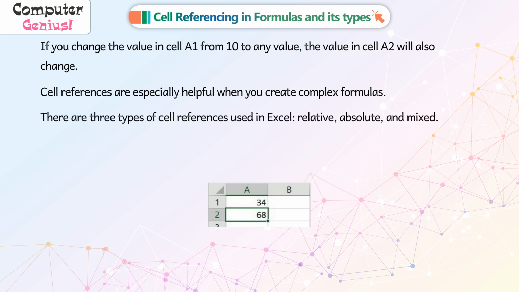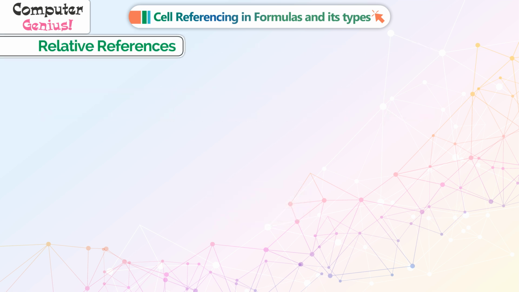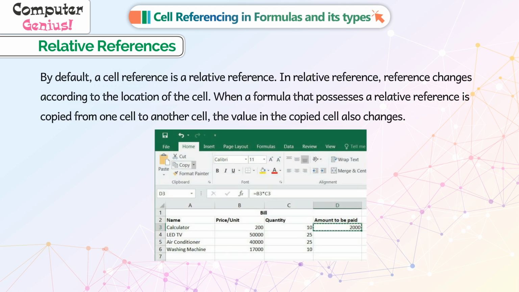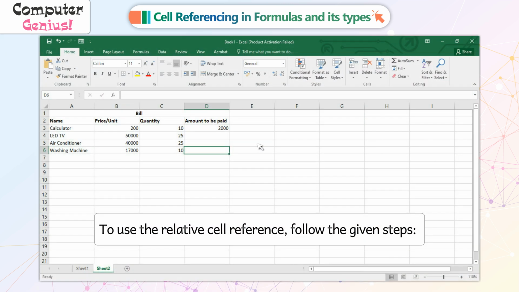There are 3 types of cell references used in Excel: relative, absolute, and mixed. Relative references. By default, a cell reference is a relative reference. In relative reference, the reference changes according to the location of the cell. When a formula that possesses a relative reference is copied from one cell to another cell, the value in the copied cell also changes. To use the relative cell reference, follow the given steps.